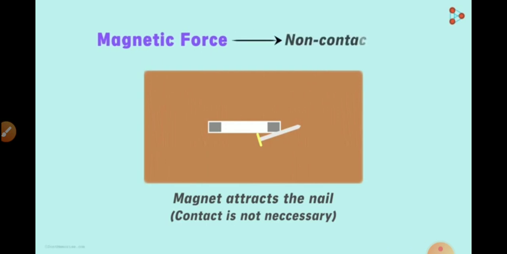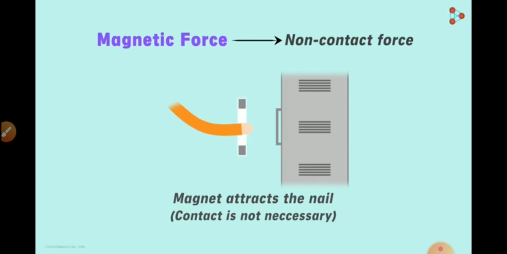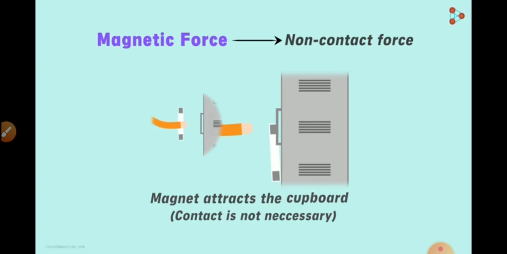Now let us see more examples of non-contact force. A magnet attracts the cupboard. So contact is not necessary. When you bring the magnet very close to the cupboard, it gets attracted. So there is no contact. No need to make contact between these two. Even so, the magnet attracts the cupboard. So that is a non-contact force. So magnetic force is an example of non-contact force.